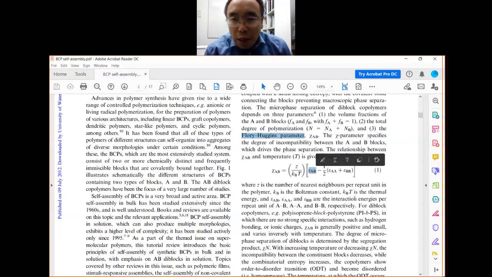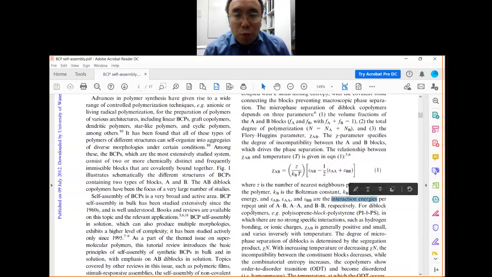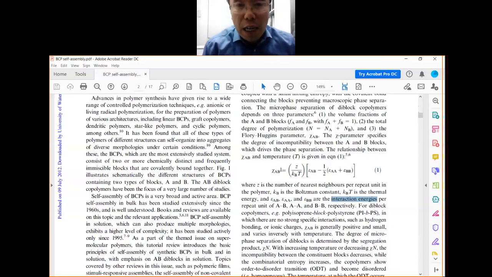So this is the interaction energy per repeat unit. The bigger the chi, the bigger the interaction energy. That means the more difference, the more contrast between the two blocks. So the bigger the contrast between the two blocks, the bigger the chi. Then you can have smaller chain length. Then you get higher resolution, smaller feature size.